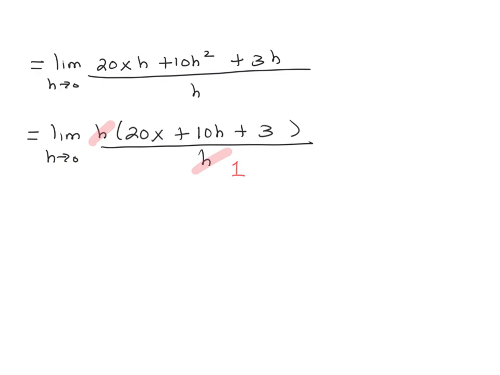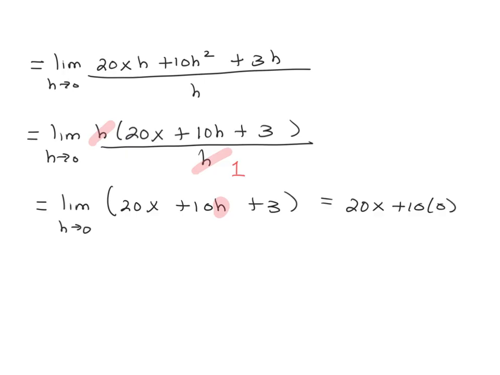I'm simply going to put, okay, this is the limit as h goes to 0 of 20x plus 10h plus 3. We're now allowed to evaluate this limit by putting 0 in place of h. So I'm just basically going to substitute a 0 right there. That gives us 20x plus 10 times 0 plus 3. 10 times 0 is 0. This is 20x plus 3. And in fact, that's the answer to this problem. The derivative of the function that we started with is 20x plus 3.